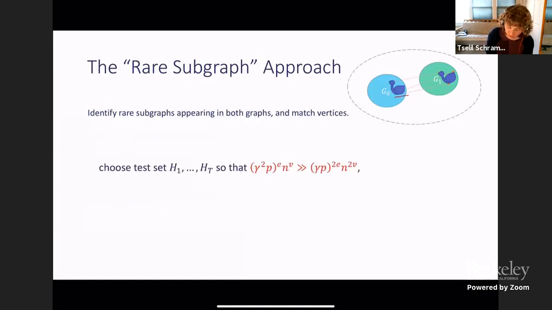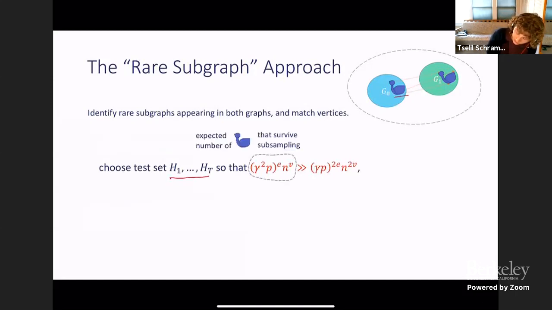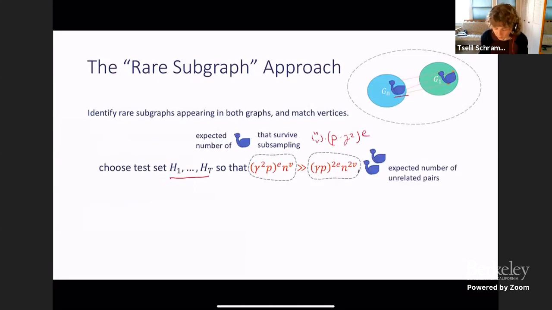So we're going to choose, again, a set so that the expected number of the graphs that survive subsampling in both copies, right? There's n choose v of them. And in order to survive subsampling in both copies, every edge has to exist in the original graph and then survive into both graphs. So that's probability p gamma squared to the e. We want this to be much larger than the expected number of unrelated pairs. For an unrelated pair, you can choose n choose v of them in the first graph and n choose v in the second graph, and then p gamma to the 2e. So we just want graphs that are more likely to have appeared in the base graph and then survived independently into the two copies than to appear independently in both copies.